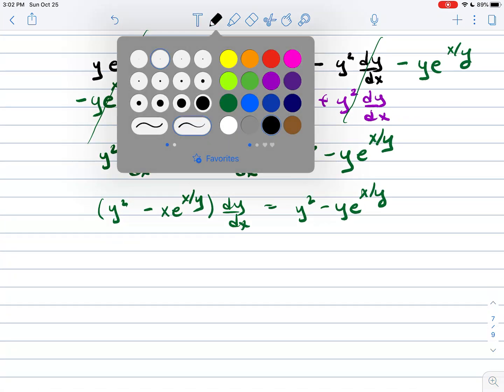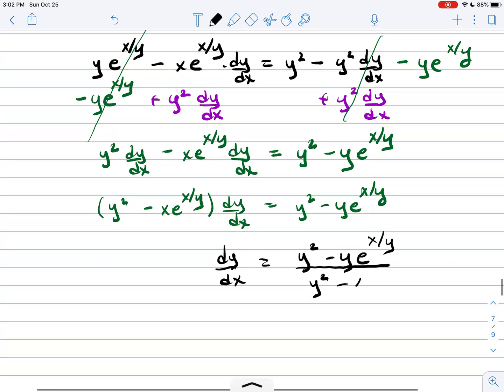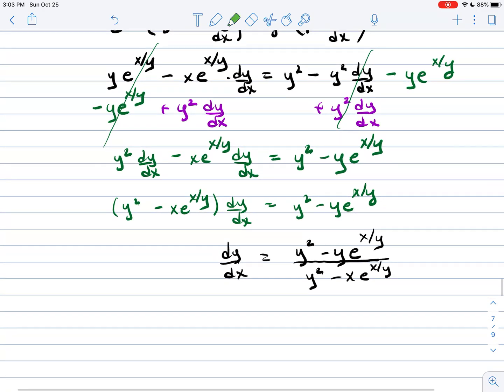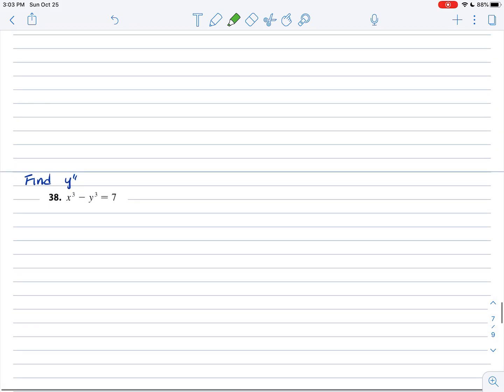And then I finally divide by my coefficient. So in dividing by my coefficient, I end up with dy/dx equals (y squared minus y e to the x over y) over (y squared minus x e to the x over y). And there's no way to simplify that, and that is the formula or expression for dy/dx. And we're going to learn to be happy with little complicated scenarios.